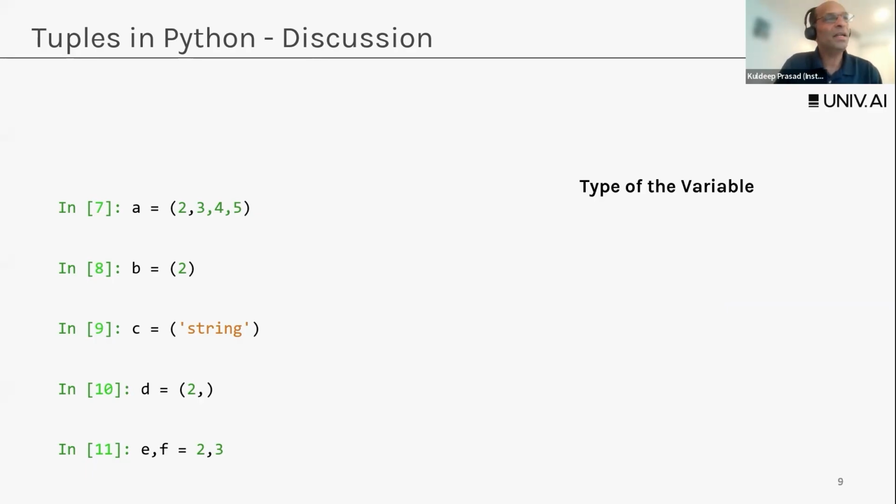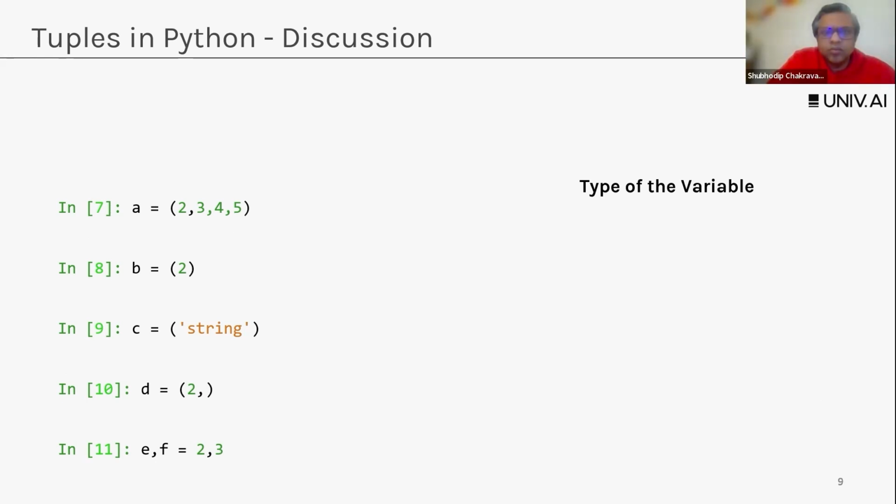Let's see a little mini quiz. And Shubhadeep, you can answer, or if anybody wants to answer. The question that we have is that you have a equal to brackets 2, 3, 4, 5. What is the type of this variable? What do you think is the type of the variable?